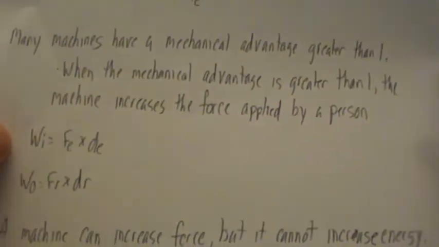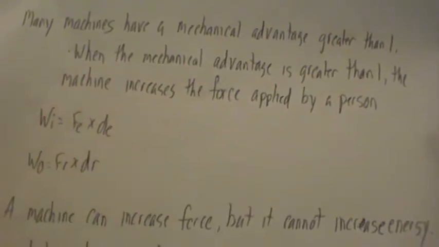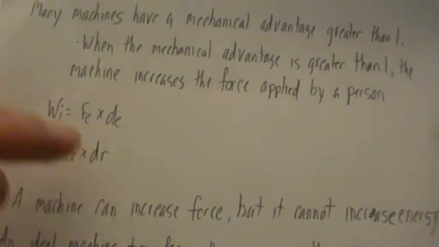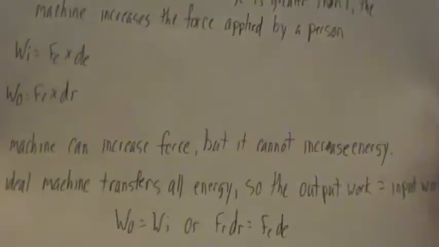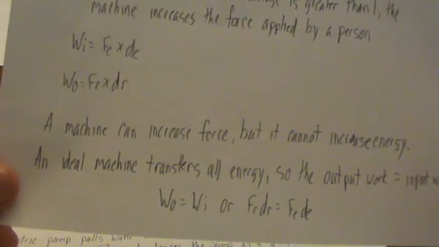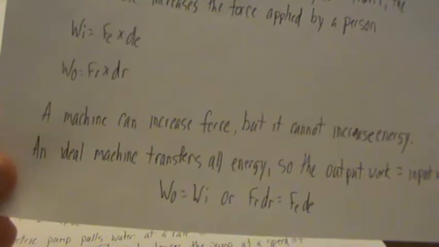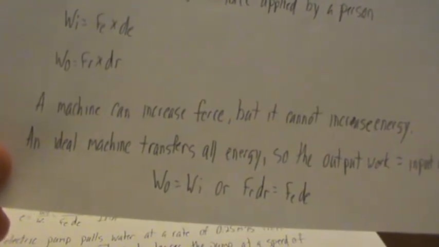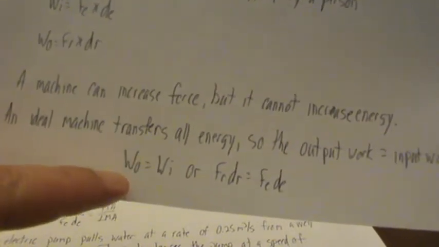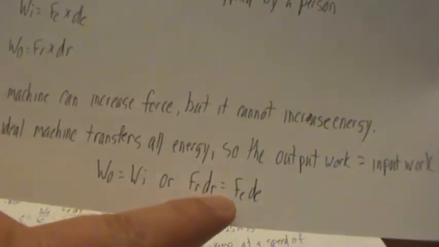Now, to find the work input, we take the effort force times the distance the effort force travels. The work output is equal to the resistance force times the distance the resistance force has to go. One thing to note is that a machine can increase force, but it cannot increase energy. An ideal machine transfers all energy, so the output work is equal to the input work, or WO equals WI, or if we rewrite it, FRDR equals FEDE.